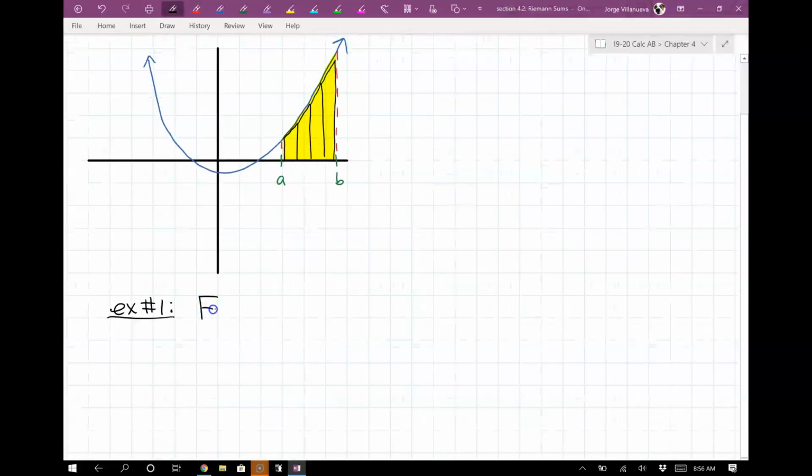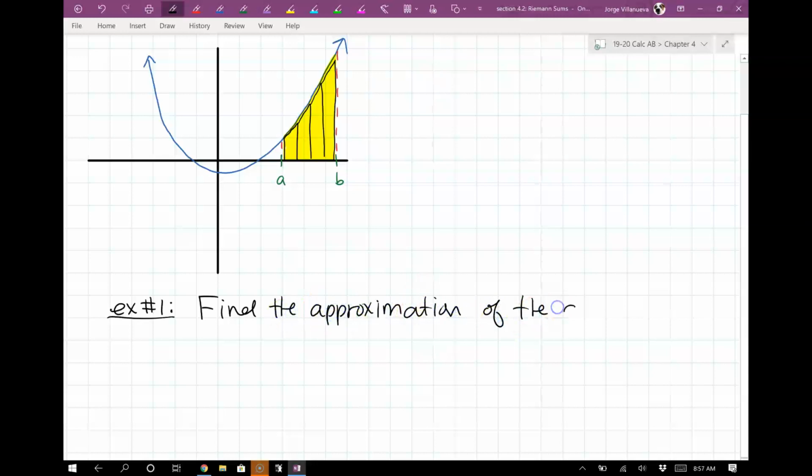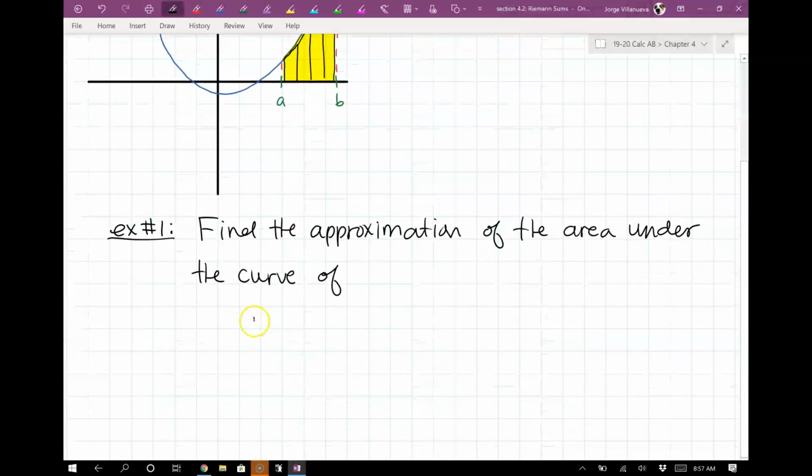So we're going to find the approximation of the area under the curve of, by the way, I say curve, but they can be lines, okay? And here's the thing, y equals 3x minus 4. They say from 2 to 5. And then they write n equals 4.